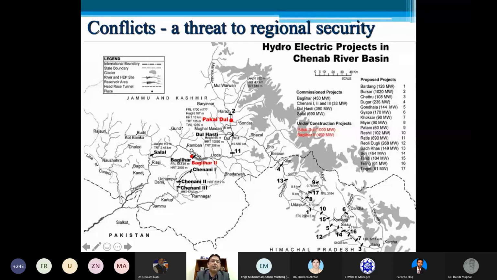And here, in this diagram, you can see the series of dams that are going to be constructed on the River Chenab. There are about 18 or 19 proposed projects that the upstream riparian is planning to construct in these areas. So it's a large number of dams, basically a cascade of dams, that will be built on the River Chenab.